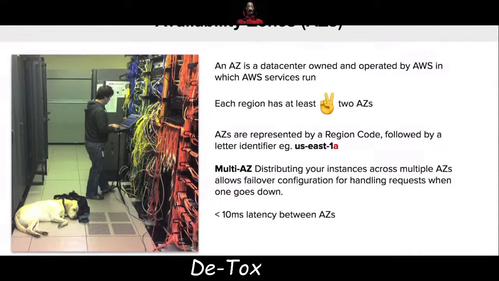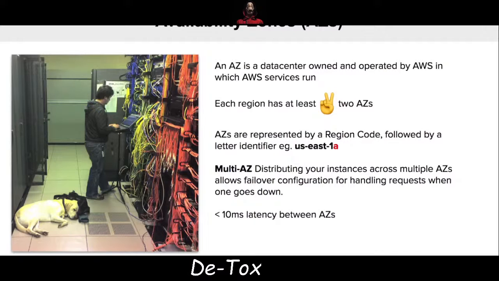Hey, this is Andrew Brown from Exam Pro, and we are looking at availability zones, also known as AZs. So an AZ is a data center owned and operated by AWS in which AWS services run. Each region has at least 2 AZs, and AWS is getting pretty close to being able to say that they have at least 3 AZs in all regions. AZs are represented by a region code followed by a letter identifier. So US East 1 is the region, that would be North Virginia, and A is the data center, okay? And so for North Virginia, there are 6 AZs, so you'd have A, B, C, D, E, F, okay?